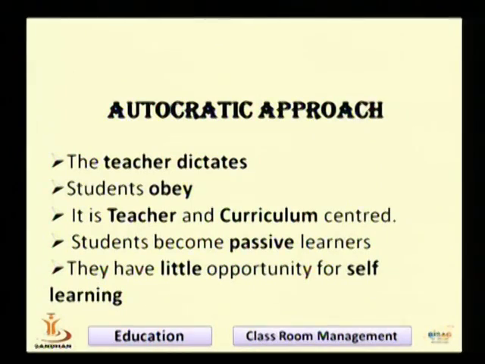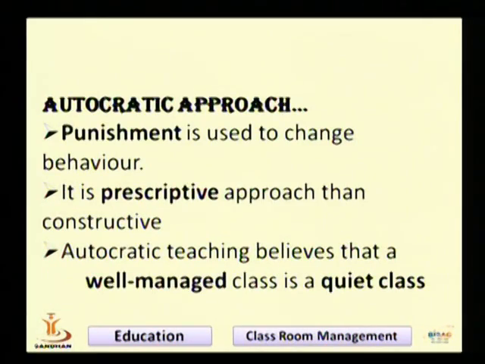In the autocratic approach, the teacher expects it that way. So the scope for self-learning and constructive learning is really very little. Then if students do not obey the teacher, what will happen? An autocratic teacher believes in punishing learners.